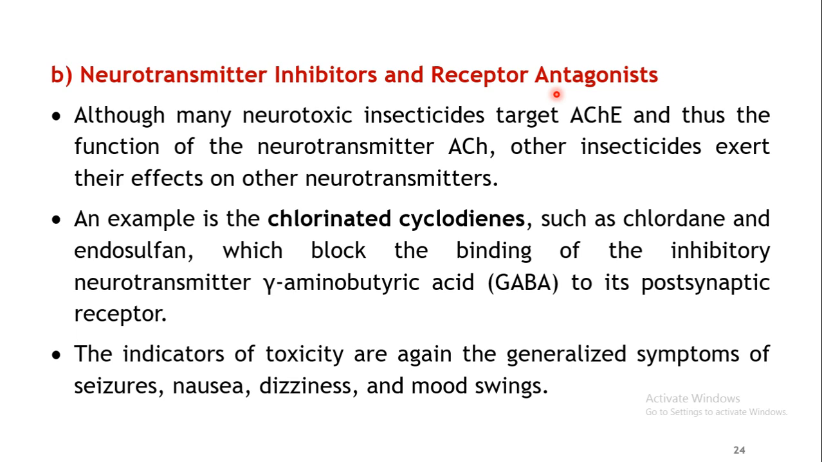Another type of toxicity at the synapse is the inhibition of the neurotransmitter and receptor antagonism. No doubt by inhibiting the enzyme, ACH concentration will be increased. But at the same time, there are certain substances which can inhibit the neurotransmitter action, or they can even block the receptors on which these neurotransmitters are acting. Say for example, chlorinated cyclodienes such as chlordane and endosulfan block the binding of GABA, gamma aminobutyric acid, an inhibitory transmitter. Its binding to the postsynaptic receptor is blocked, and as a result toxicities like seizures, nausea, dizziness, and mood swings may be precipitated.